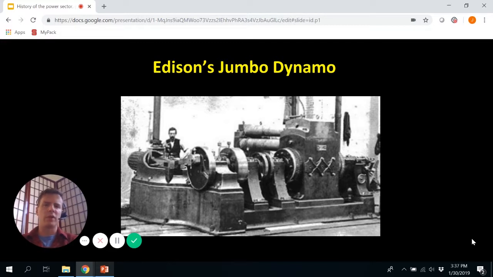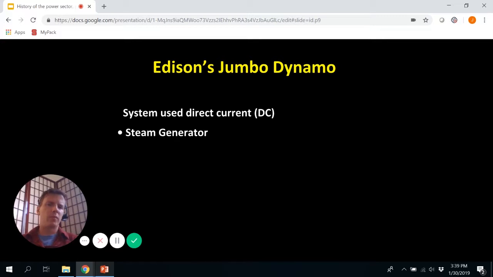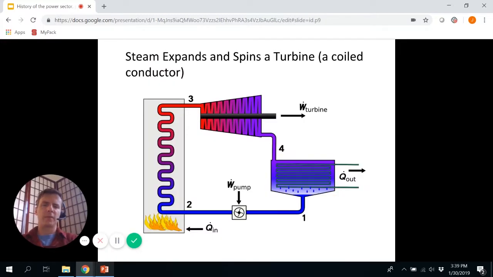It was called a jumbo dynamo. Edison's jumbo dynamo produced electricity that used a direct current, and it was a steam generator. So a steam generator is a class of power plants that we still rely on quite a bit today. So this is a schematic of how steam generators work. There are 4 main steps here.